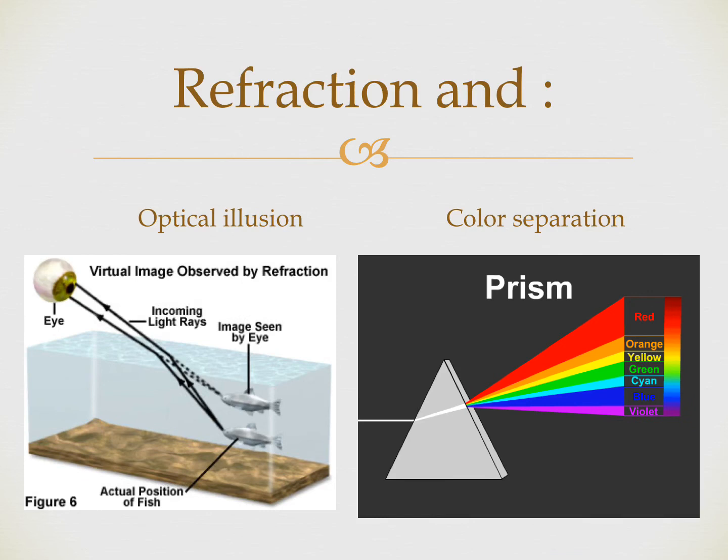Let's look at the prism. So as you can see in front of you, violet light, which has the shortest wavelength, is refracted more than the red light, which has a long wavelength.